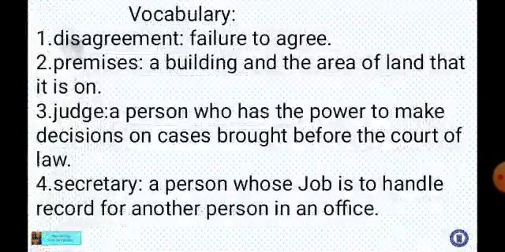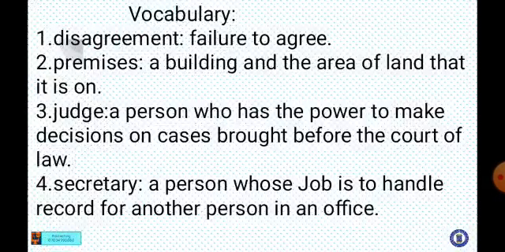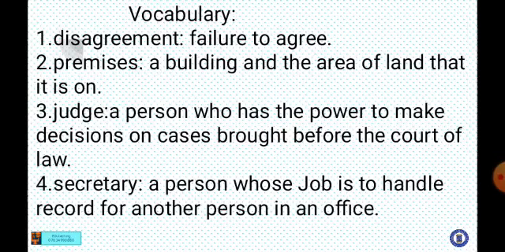So out of these new words, we picked some of them to use as our vocabulary. Vocabulary means knowing words in a certain language, or the number of words you know in a particular language. So these are our vocabularies. Number 1, disagreement. Disagreement simply means failure to agree. When you fail to agree with something or with somebody, that means you disagree with that person. So that is what you call disagreement.